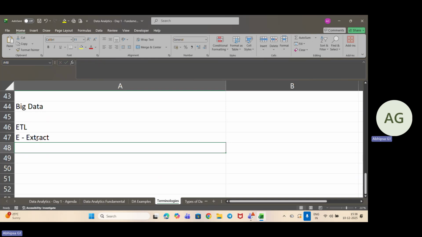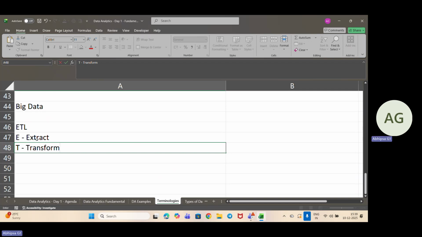Next we have T. T is for transform. Transform is to clean the data before we do any operation over the data, right? So we need to clean and pre-process the data. So that is transform.